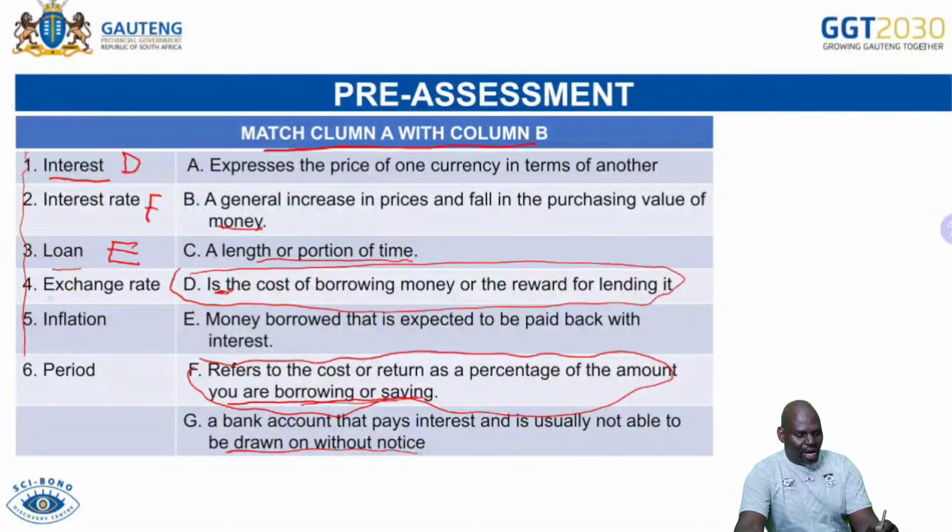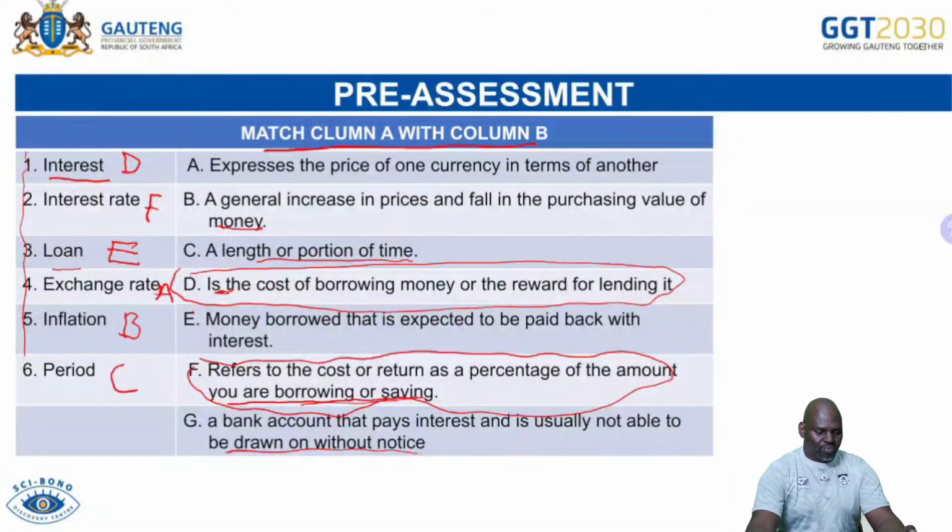Exchange rate expresses the price of one currency in terms of another. So this one will be A. Okay, and then inflation. Inflation is the general increase in prices and fall in the purchasing value of money. So this one is B. Okay, and then we've got number 6, which is a period. It's a length or portion of time. So this one matches with C.